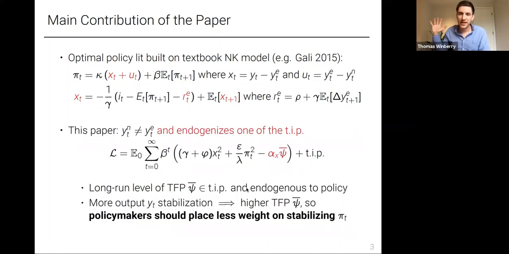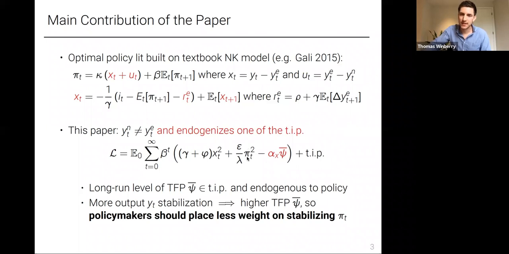Okay, so with all that as background, what does this paper do? Well, it's also going to assume that the natural rate of output is not efficient because of the risk wedge that Joel talked about. And in addition to that, it's going to endogenize one of these terms that was previously independent of monetary policy, the level of long-run TFP. So as Joel described quite clearly, when monetary policy stabilizes output more, it reduces the amount of aggregate risk in the economy, which reduces the dispersion of marginal products of capital across firms and leads to higher TFP.